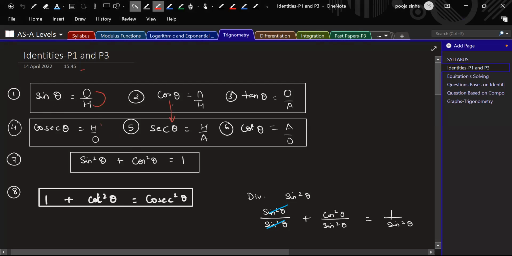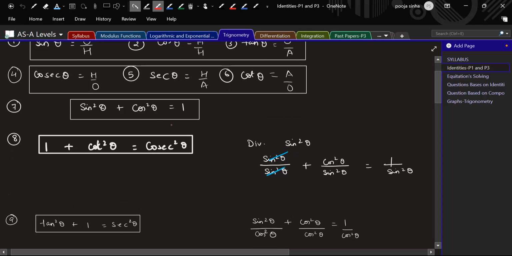Sec is the reciprocal of cos. So that becomes hypotenuse upon adjacent. And cot is the reciprocal of tan. So it becomes adjacent upon opposite. Clear? Okay. So this makes it 6 identities here.